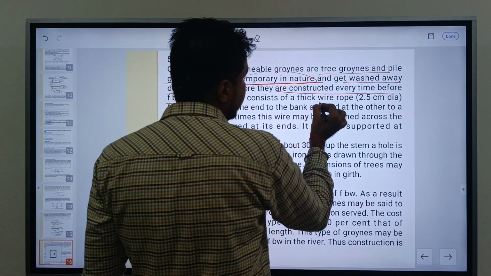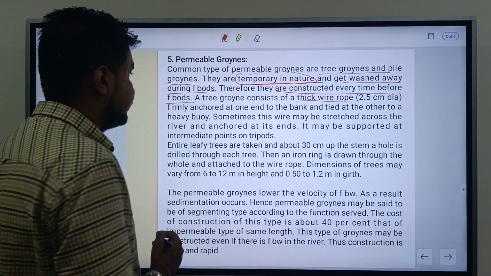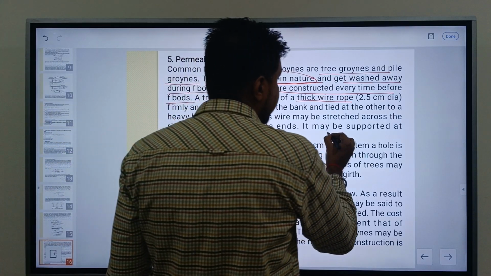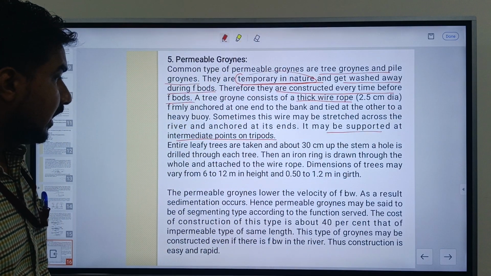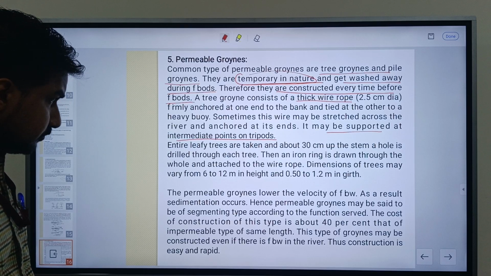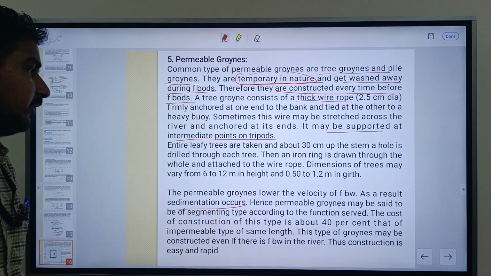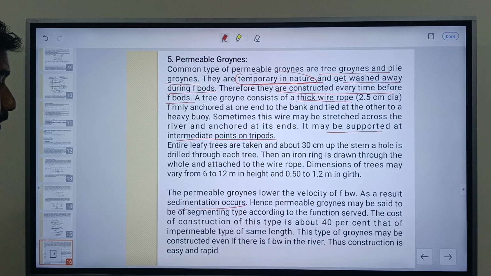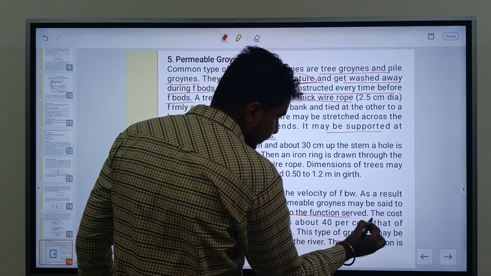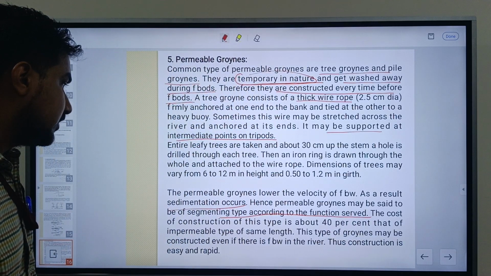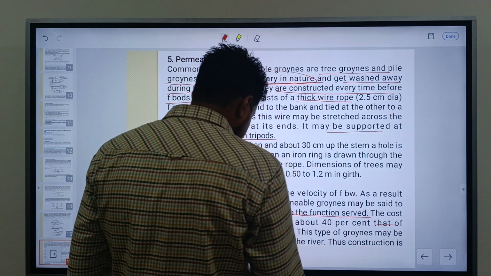Tree groynes are constructed with thick tree trunks of a particular diameter, which is mentioned here. Another thing is that it may be supported at intermediate points by tripods. Okay. The permeable groynes lower the velocity of flow, as a result of which sediment is deposited. So that's why the sedimentation process takes place with this type of groyne. Hence, permeable groynes may also be classified into types according to the function they serve. The cost of construction of this type is about 40% of the impermeable type of the same length.